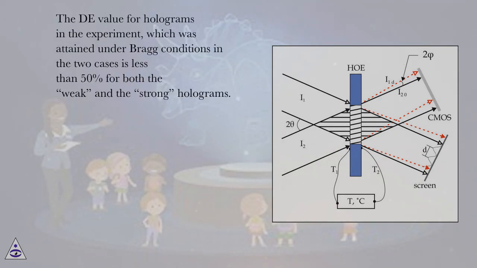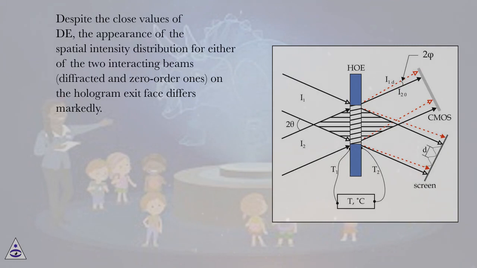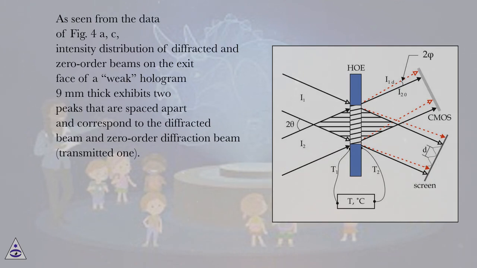As noted, the terms weak hologram and strong hologram for a transmission volume phase hologram bear no relation to the value, but are defined by the value of phase modulation amplitude phi1. The value for holograms in the experiment, which was attained under Bragg conditions in the two cases, is less than 50% for both the weak and the strong holograms. Despite the close values, the appearance of the spatial intensity distribution for either of the two interacting beams, diffracted and zero-order ones, on the hologram exit face differs markedly.